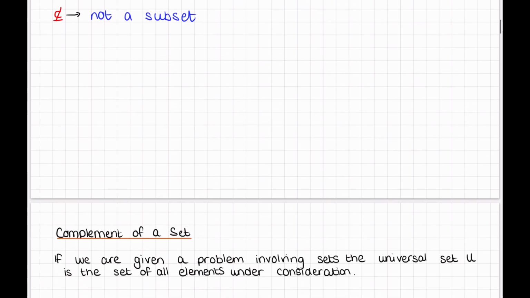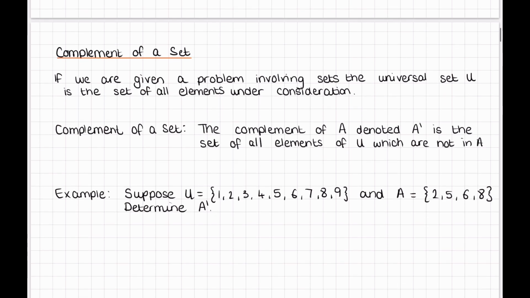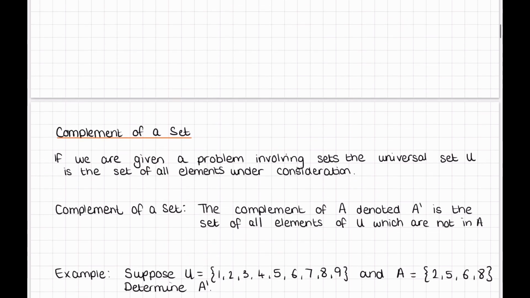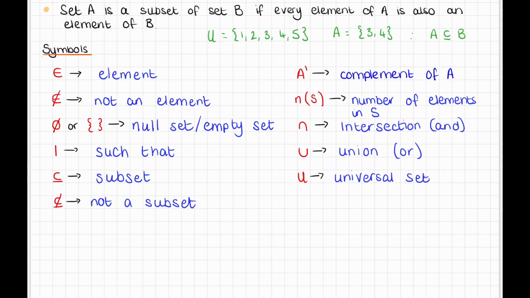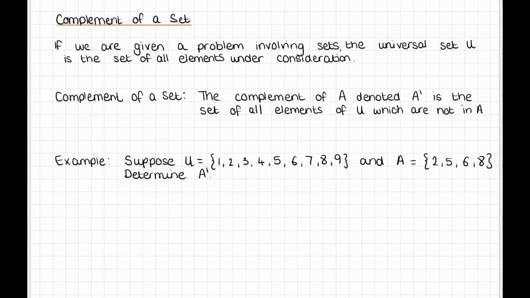Now I'm just going to go on to the complement of a set. If I just quickly go back to the symbols, the complement is the top one here in the second column. Just going to put some stars next to it. That is what we are going on to now. To start with, if we are given a problem involving sets, the universal set, which is the capital U, it was also in our list of notation just before, is the set of all elements under consideration.